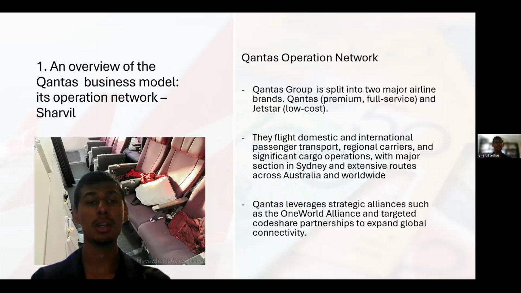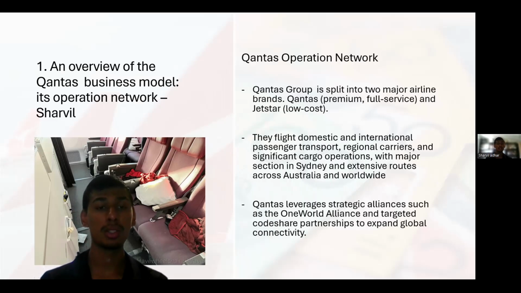Qantas maintains a strong and reliable flight network, which helps lower the economical risks. The airline also strengthens its global reach through the One World Alliance. The strategic codeshare partnership allows customers to seamlessly connect through hundreds of destinations worldwide.